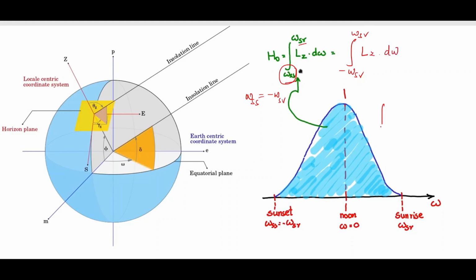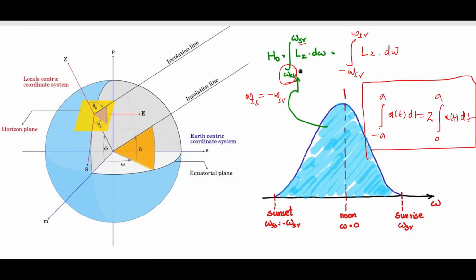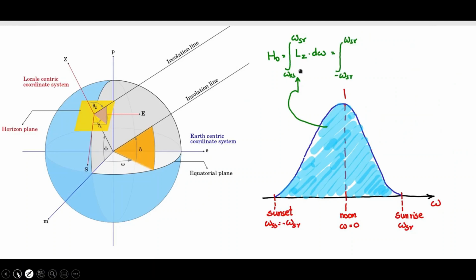We know the property of integral, that the integral from minus a to a of x(t) dt can be replaced with 2 times the integral from 0 to a of x(t) dt. So this is the property of integration, and I'm going to apply this property here. The integral from minus omega SR to omega SR can be replaced with 2 times the integral from 0 to omega SR of Lz d omega.